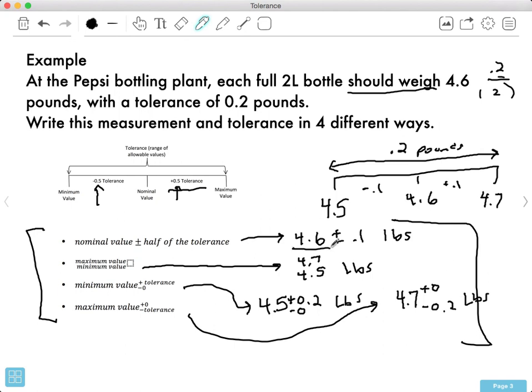These 4 ways are the 4 ways you have for rewriting a tolerance measurement. You should be able to take a measurement and rewrite it in all 4 of those ways, or be able to take these measurements and put them onto a chart like this to answer questions.